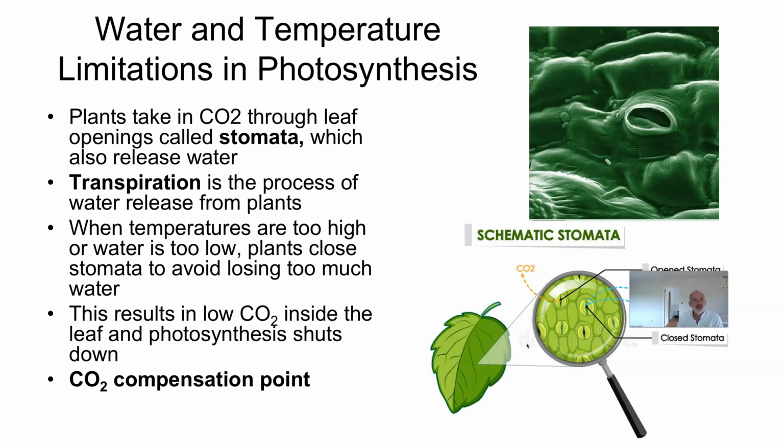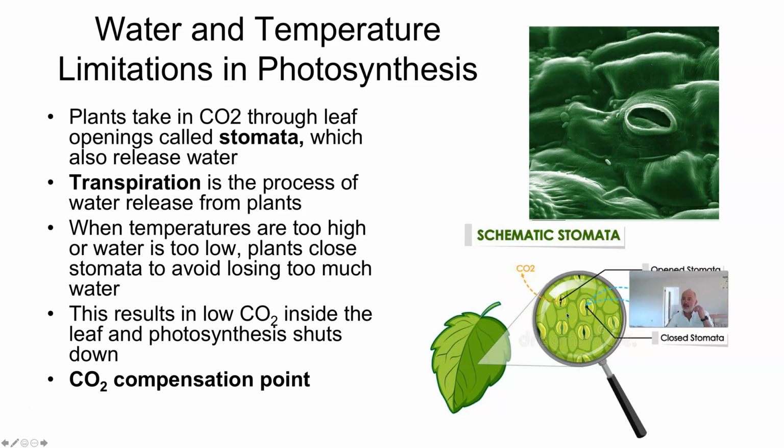Okay? So an important part of photosynthesis is to understand how this process affects limitations related to water or humidity and temperature. To understand this, we're going to think about the fact that plants take in carbon dioxide through leaf openings called stomata. And stomata are these holes, or openings, in the surface of the leaf. You can see an image on the right-hand side up here of an actual stomata, and then here a more conceptual one.